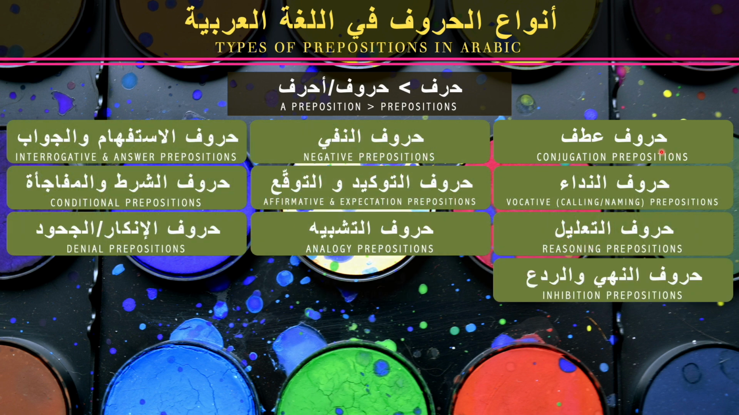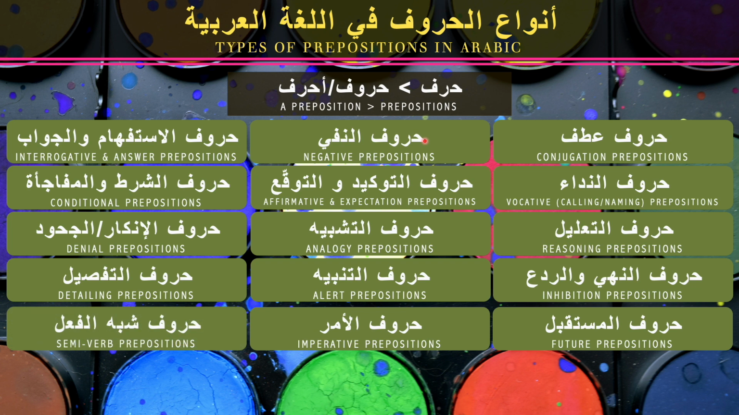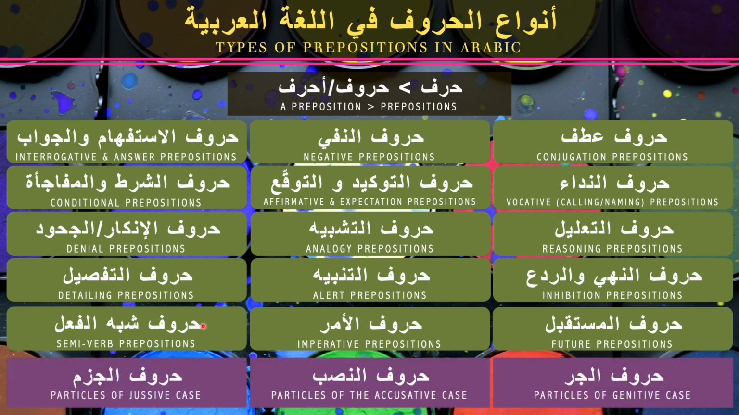So we have حروف العطف, حروف النفي, حروف الاستفهام والجواب, حروف النداء, حروف التوكيد والتوقع, حروف الشرط والمفاجأة, حروف التعليل, حروف التشبيه, حروف الإنكار والجحود, حروف النهي والردع, حروف التنبيه, حروف التفصيل, حروف المستقبل, حروف الأمر, حروف شبه الفعل. Even we have prepositions that work like verbs, similar to English, right? Anyway, sometimes the preposition does not affect the grammatic case of the word in the sentence. Sometimes they affect. If they affect, they fall into three categories.